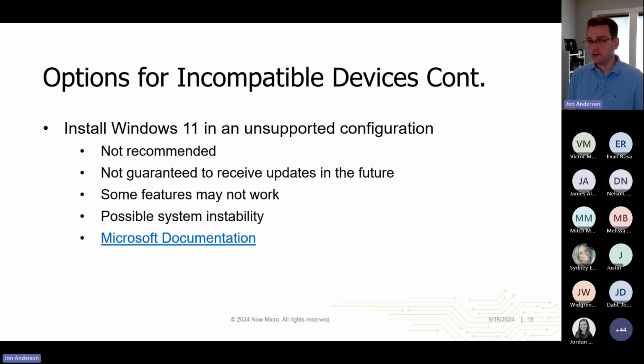You can do this if you've got Configuration Manager or some sort of imaging tool. You can just lay down an image of Windows 11 on a device that doesn't actually support it, and it will run. But if you're going to go down that route, I would recommend doing extensive testing ahead of time to try to weed out any of those system instability issues.